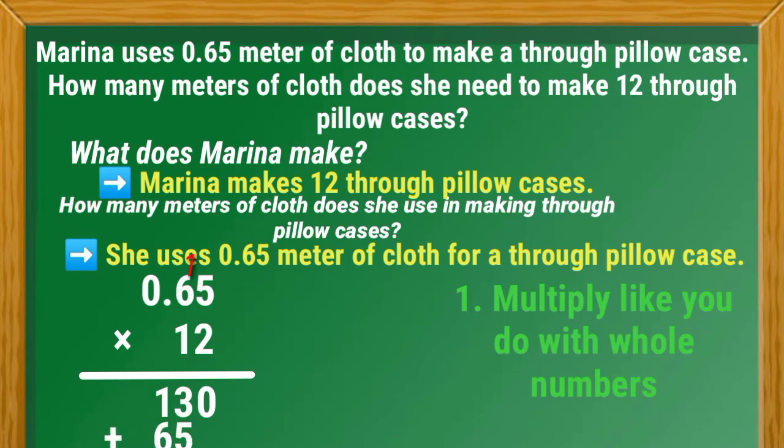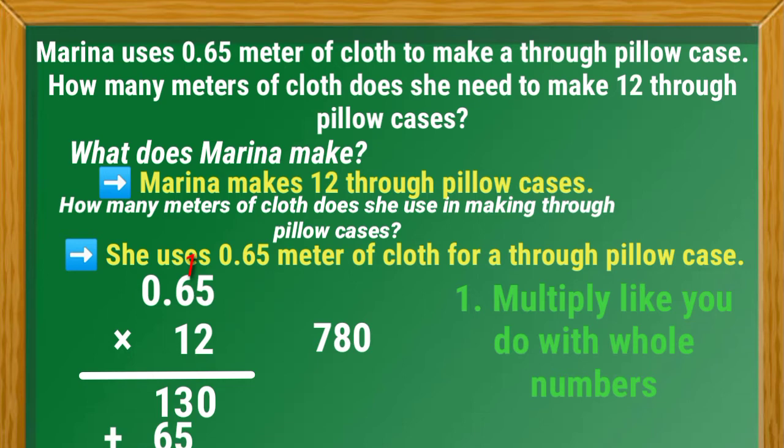Then 1 times 5 is 5. 1 times 6 is 6. So the partial product is 65, and then we are going to add. Bring down 0. 3 plus 5 is 8. 1 plus 6 is 7. So the answer is 780. Is this the final answer? No, because we still have decimal places.